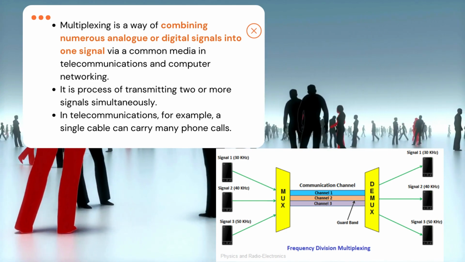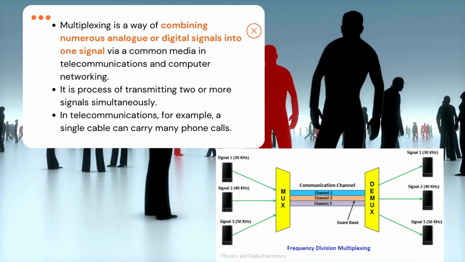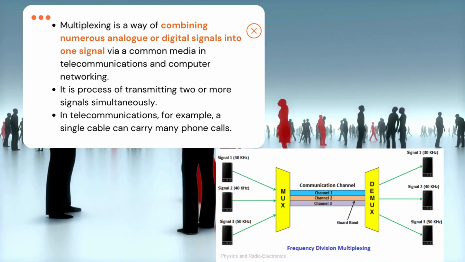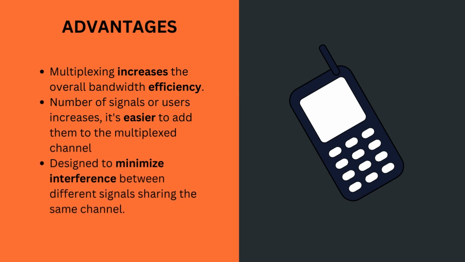In the context of FDM, the terms MUX, multiplexer, and DEMUX, demultiplexer, are crucial components facilitating the combination and separation of signals, respectively. There are a few advantages of multiplexing, which are: multiplexing can increase the overall bandwidth efficiency. It also allows the number of signals or users to increase. Besides, it's easier to add them to the multiplexed channel. Lastly, it is designed to minimize interference between different signals sharing the same channel.